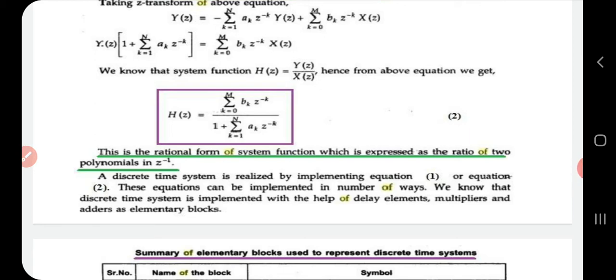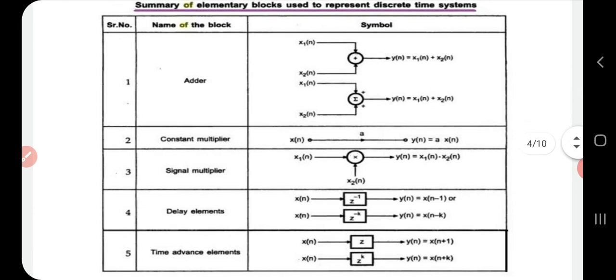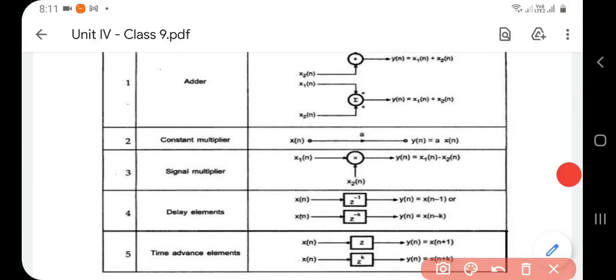Now these equations can be implemented in a number of ways. We know that there are various elementary blocks to implement discrete time systems. This also we studied in class 8. The adder: you have x1 of n and x2 of n, you add them, so the output is y of n equal to x1 of n plus x2 of n. The constant multiplier: x of n is multiplied with a constant a to get output y of n as a into x of n. The multiplier: you have x1 and x2 multiplied, so output y of n will be x1 of n into x2 of n.